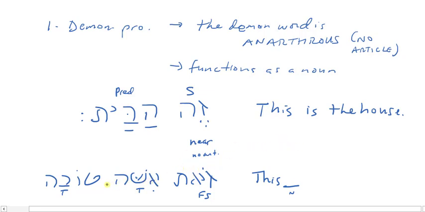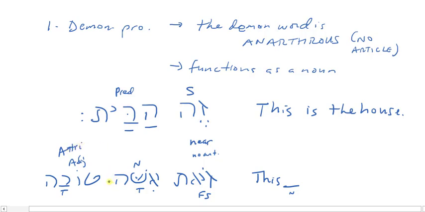Now, I have isha tova. Notice isha is a noun and tova is an adjective. What kind of adjective is tova here? It's feminine singular, right? So the adjective agrees with the noun. It follows the noun. They're both not definite. What kind of adjective is it? Attributive or predicate? It's attributive.